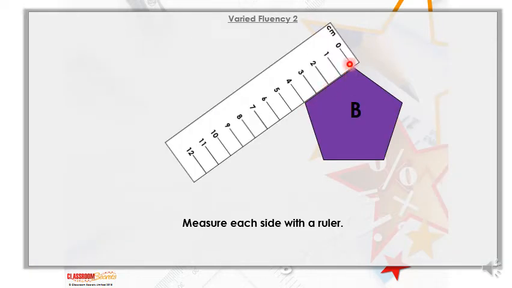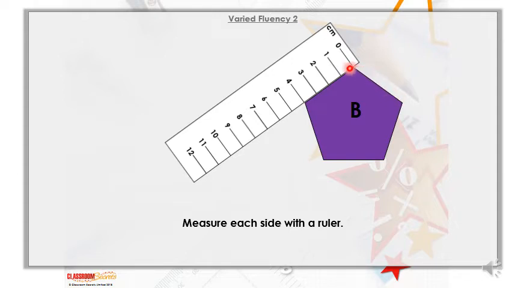Brilliant, so I can see that this is 4 centimeters long. So what can we remember about pentagons? What do we know about the sides of a pentagon? That's right, all the sides on a regular pentagon are the same. So if that is 4 centimeters long, this side will be 4 centimeters long, as will this one, and this one, and this one.